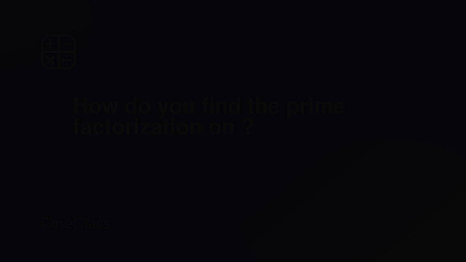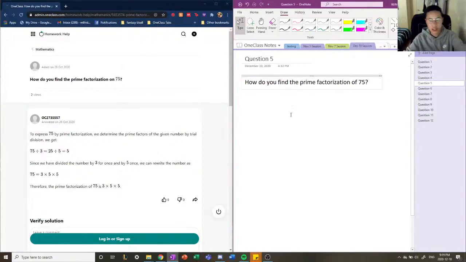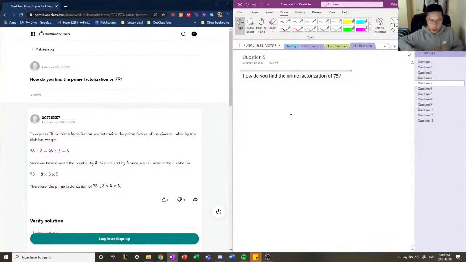On to question number 5. How do you find the prime factorization of 75? What is a factorization, first of all? We need to talk about what factors are. Factors are basically numbers that, when multiplied together, have a product of another number.